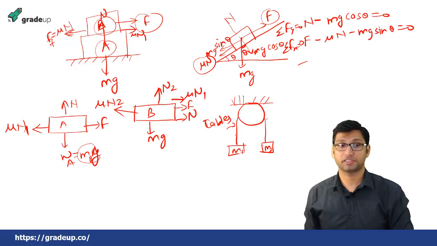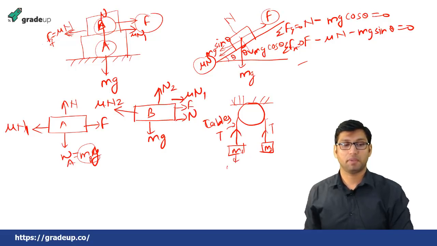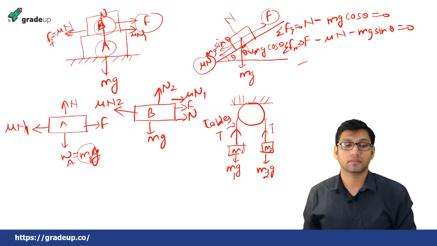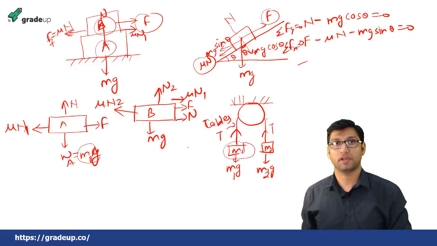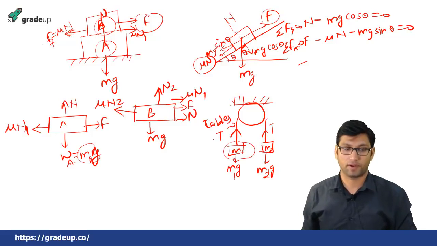Now this cable will offer a tension force. This tension force will be just opposite to the direction of motion. This will be T, and there will be a weight or reaction. Now to draw the free body diagram of this weight m1, suppose I want to draw the free body diagram of this weight m1.